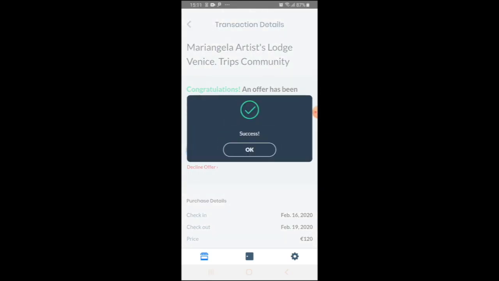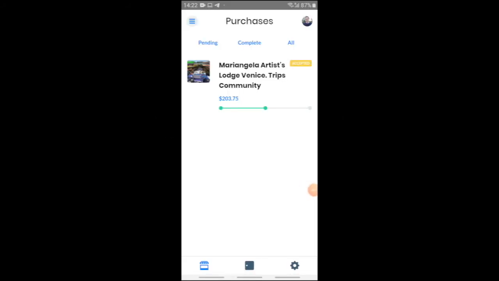Okay, success, offer accepted. Okay, so I received the notification that my booking was accepted. I went to the apartment and I'm happy with the apartment. And now from my mobile phone this time, so not from my computer because I'm traveling, I decide to release the money to the host.